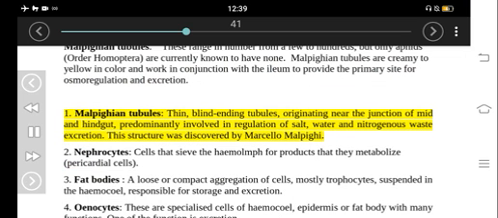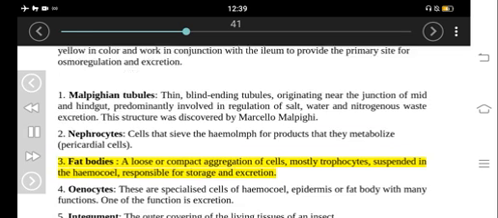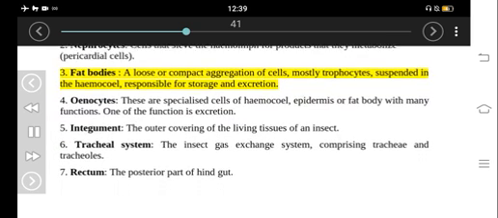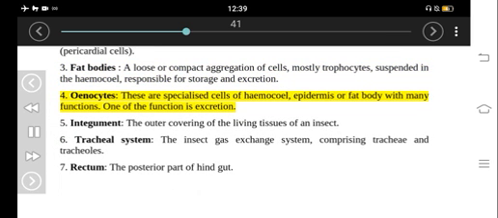Thin, blind-ending tubules, originating near the junction of mid and hindgut, predominantly involved in regulation of salt, water and nitrogenous waste excretion. This structure was discovered by Marcello Malpighi. 2. Nephrocytes, cells that sieve the hemolymph for products that they metabolize, pericardial cells. 3. Fat bodies, a loose or compact aggregation of cells, mostly trophocytes, suspended in the hemocoel, responsible for storage and excretion. 4. Oenocytes, these are specialized cells of hemocoel, epidermis or fat body with many functions. One of the functions is excretion.